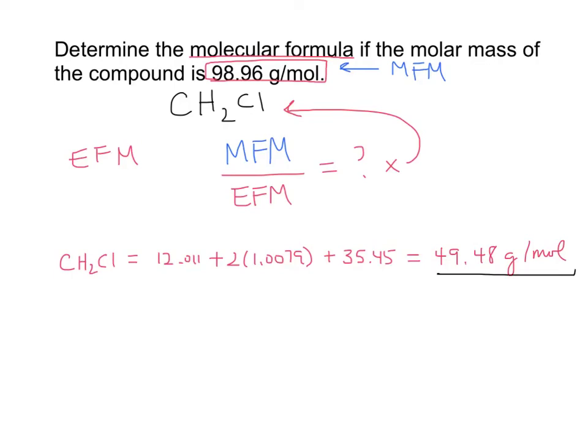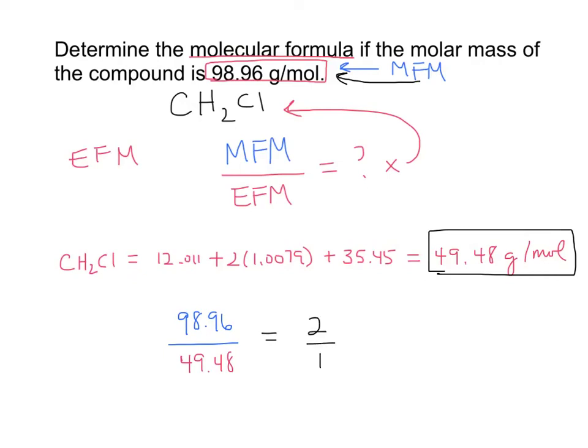So now you'll notice that the next piece is we're going to compare the empirical formula mass, which is here boxed in black, to the molecular formula mass, which you'll notice is boxed in red. So we take the comparison of those two things, molecular formula mass on top, so it's 98.96 over the empirical formula mass of 49.48, and we get an answer of 2. And really that means 2 to 1. What that tells us is the molecular formula of this compound is 2 times the empirical formula.